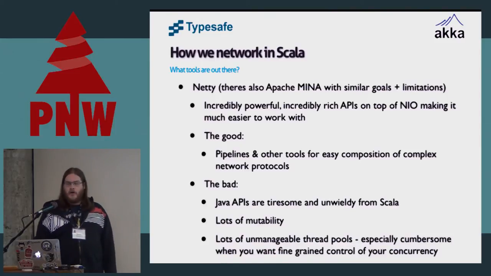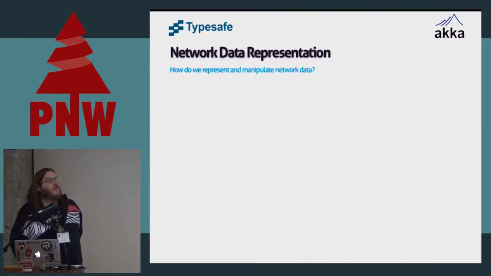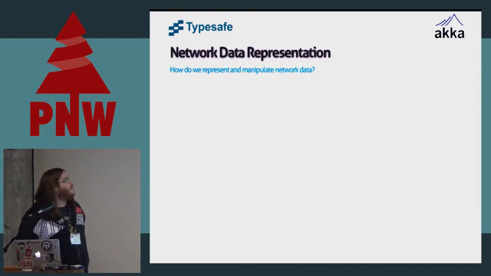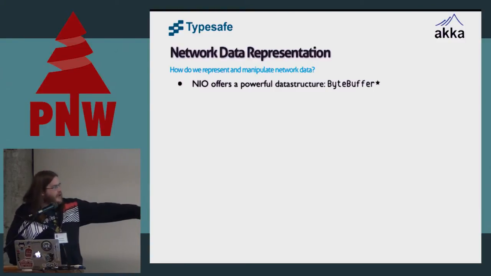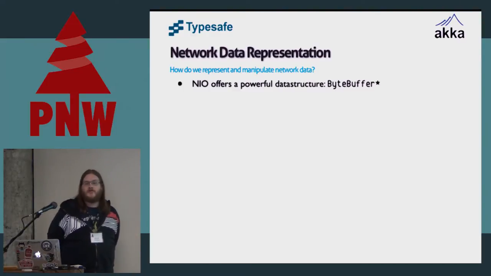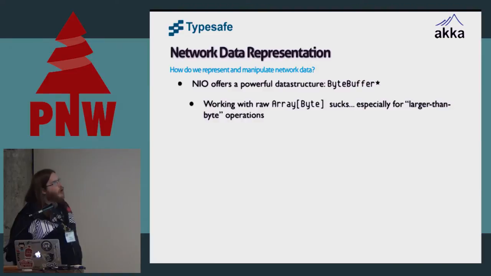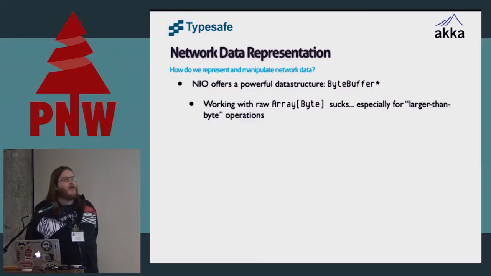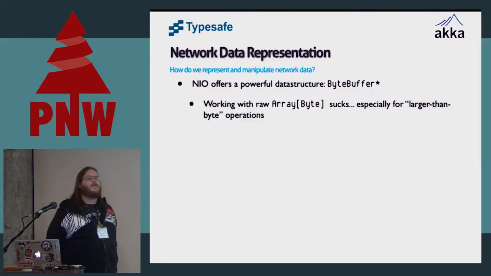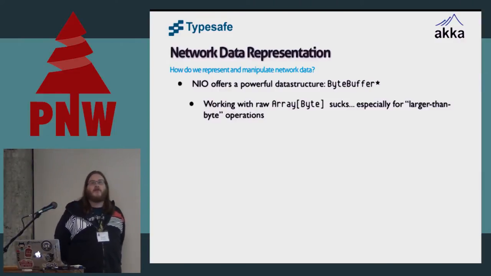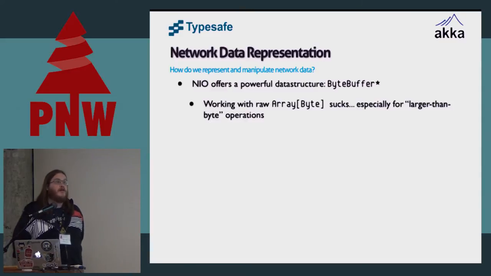So when we move over to Akka IO, we need to keep in mind that there's another data structure from NIO that we'll often see, which is the byte buffer. And there's a really good link here to a blog by Martin Thompson, where he writes up how to do things with byte buffers down to a fine-grained level that's worth reading if you're interested. Working with raw arrays of bytes pretty much sucks. If you've ever done that, and I do a lot of fine-grained network management with arrays of bytes, this is especially true for larger than byte operations. A larger than byte operation means reading multiple bytes that represent a data structure like an int or a string.